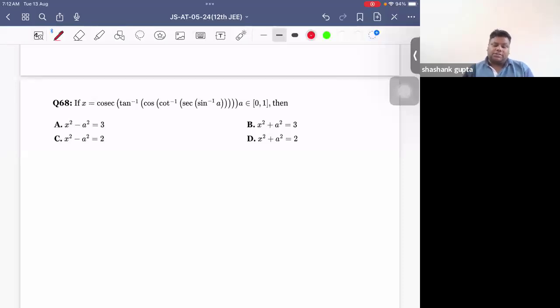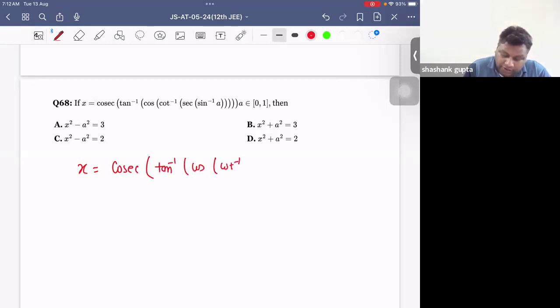If x is cosec tan inverse cos cot inverse sec sine inverse a, where a lies between 0 to 1, then x square plus a square, x square minus a square, they're asking for. See, x equals cosec tan inverse cos cot inverse sec sine inverse a. First of all, we will resolve this.